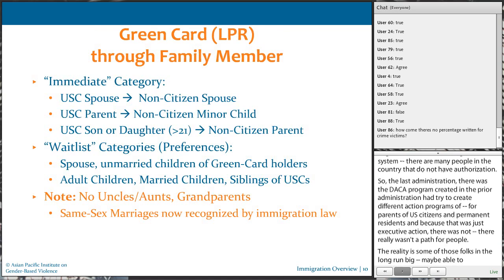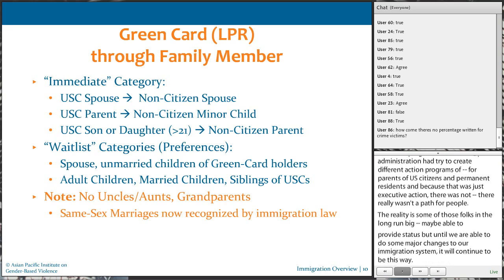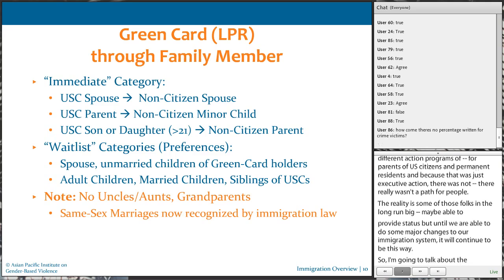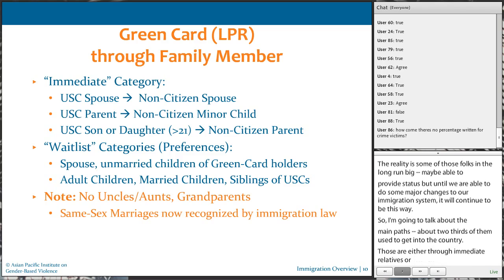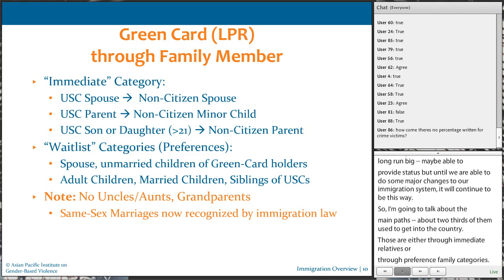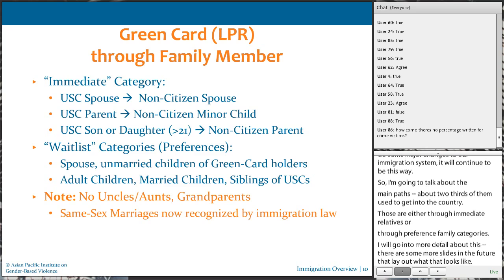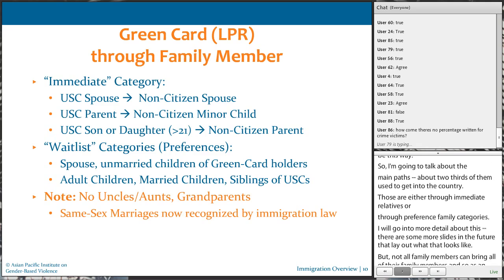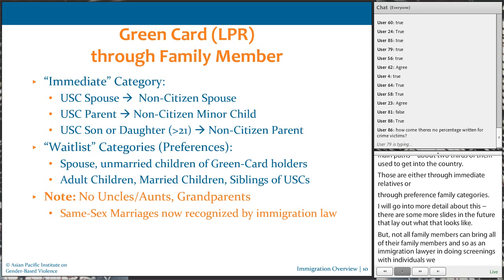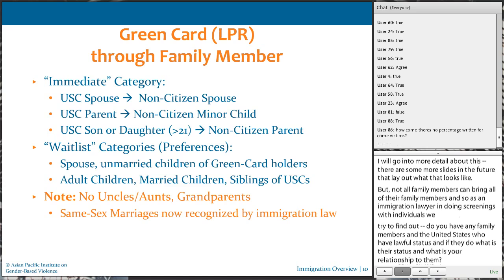So I'm going to talk about the main paths that people get status, about 2/3 of them into this country. Those are either through immediate relatives or through preference family categories. And I'll go into more detail about this. There's some more slides in the future that lay out what that looks like. But not all family members can bring all of their family members. And so as an immigration lawyer, in doing screening with individuals, we try to find out, do you have any family members in the United States who have lawful status? And if they do, what is their status and what is your relationship to them? And so on the flip side of that, one of the privileges of being a U.S. citizen in this country is that you can bring more of your family members than others.